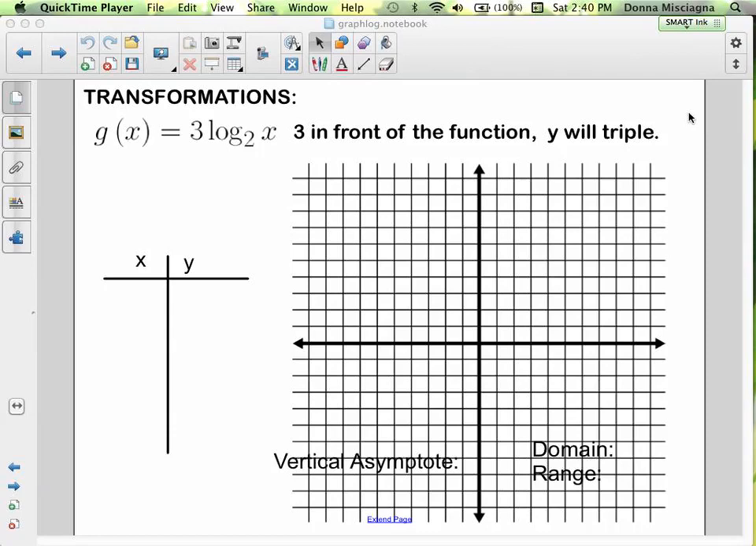Welcome. So we'll be graphing log functions in this podcast. So our next function to graph is g of x equals 3 log base 2 of x.